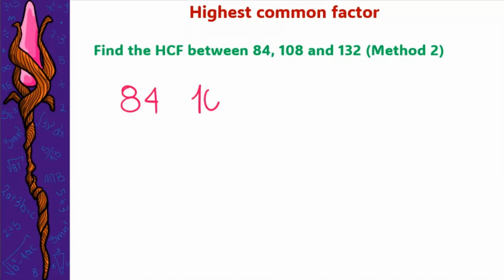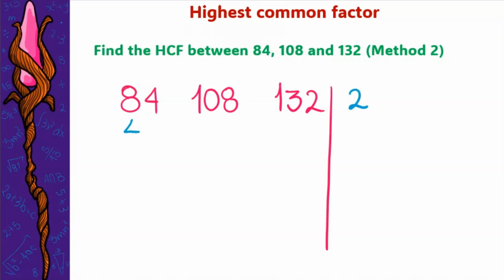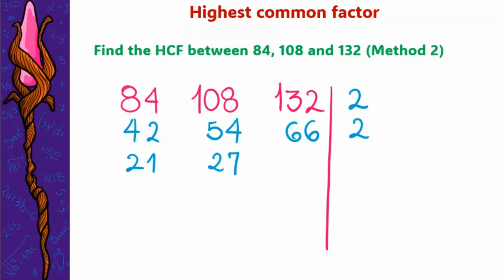84, 108, and 132. So we can divide everything by 2, then we use it. 42, 54, and 66. We can divide by 2 again, they are all even. 21, 27, and 33. We cannot divide by 2 anymore. Let's check the 3. Yes, they are all multiples of 3.